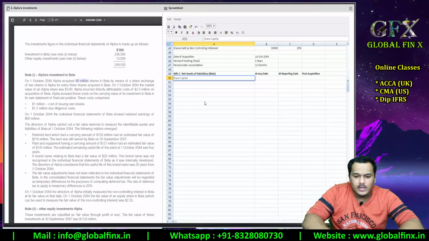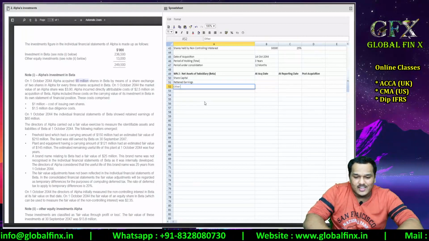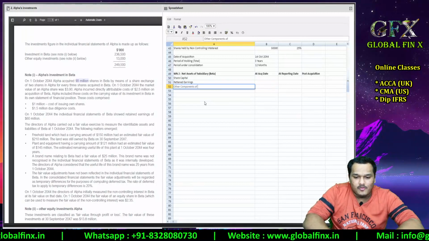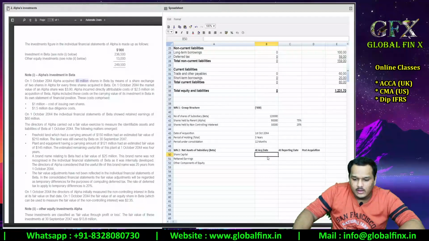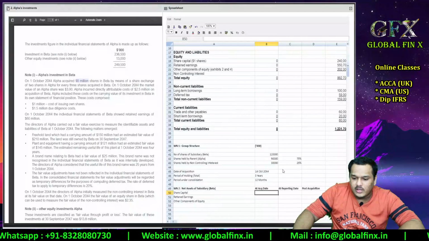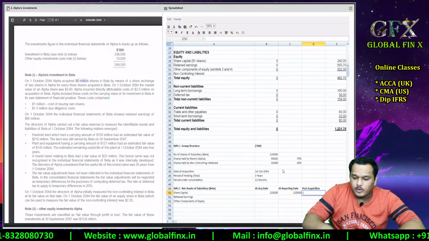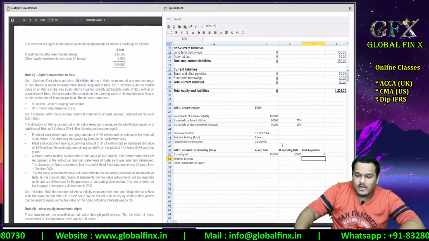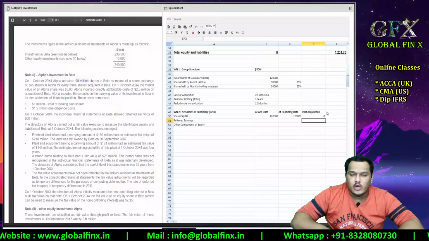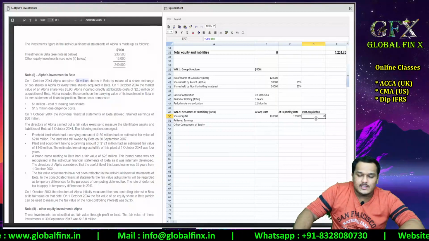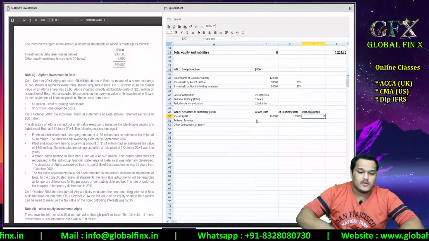So share capital, then we will have retained earnings, and other components of equity. These three are mandatory to be taken. So share capital of subsidiary, we already know 120,000, right? Reporting date also 120. Post acquisition will be reporting date minus acquisition date. F2 will not work. If you want to check or edit a cell, you have to double click on it. The F2 function will not work like normal Microsoft Excel.